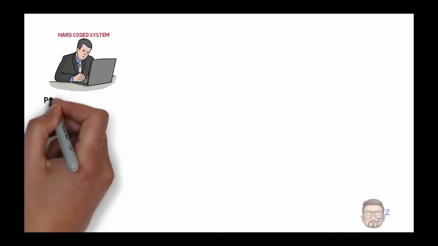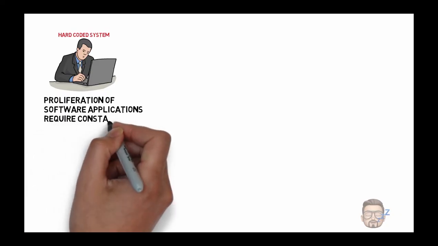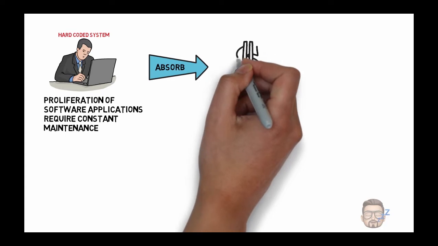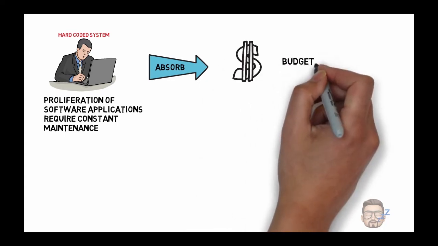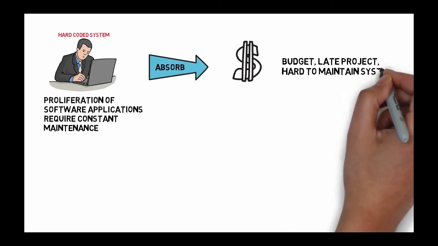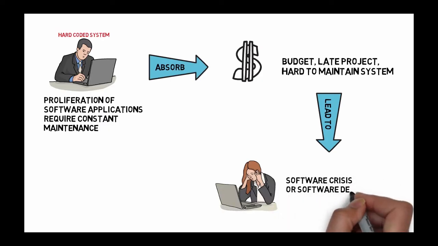Proliferation of software applications requiring constant maintenance. Maintenance absorbs resources such as projects are over budget, late, unreliable, difficult to maintain and perform poorly. It could lead to the issue of software crisis, later on referred to as software depression.